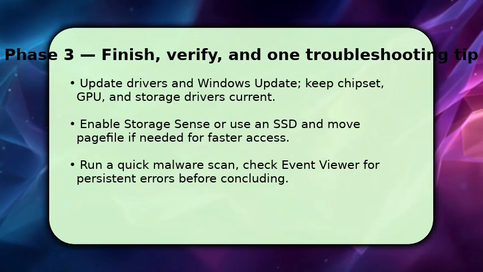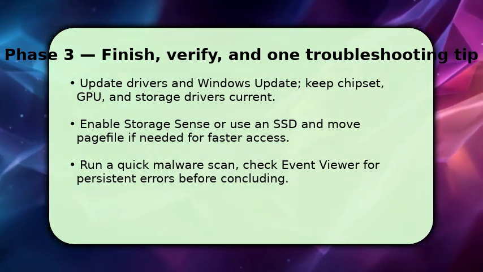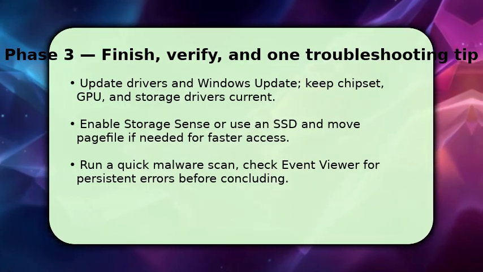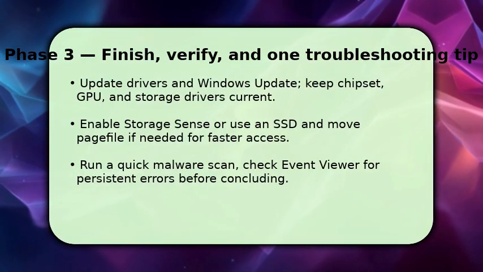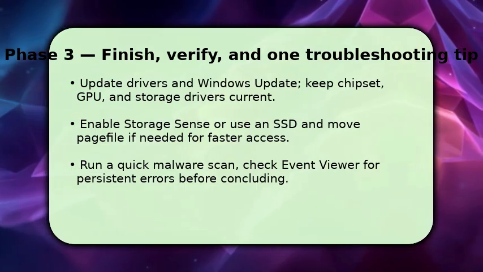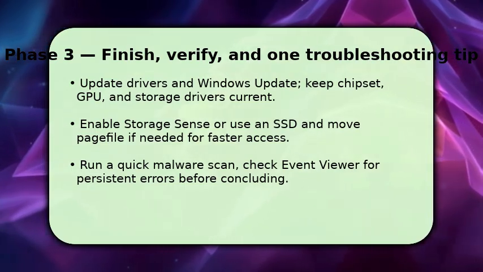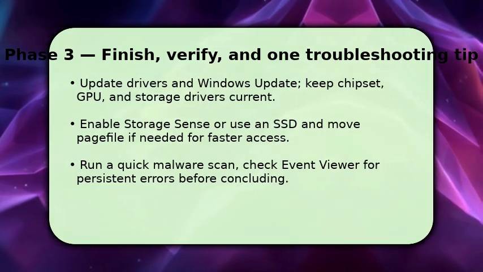Update Windows and key drivers, chipset, GPU, and NVMe or SATA storage drivers to fix performance regressions. If you still have a slow disk, enable Storage Sense or move Windows to an SSD. Adjust page file location to a faster drive if available. Once complete, run a malware scan and review Event Viewer for repeated errors that hint at hardware or driver issues.